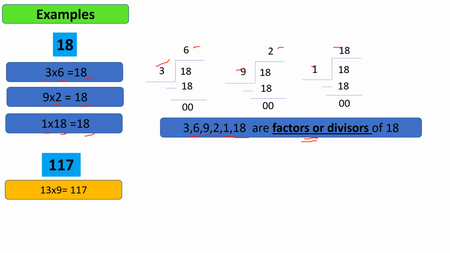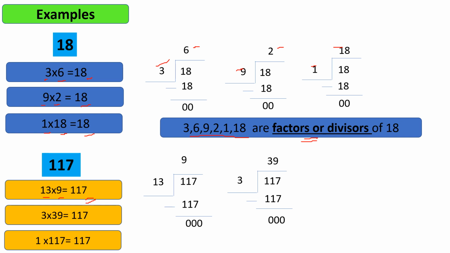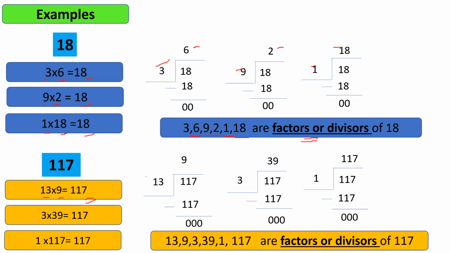Similarly, let's find for 117. We know 13 times 9 is 117, 3 times 39 is 117 and 1 times 117 is 117. That means if I divide 117 by any of these numbers, I will get remainder 0. So I can write it as 13 into 9 is 117, remainder 0, or 3 into 39 is 117, remainder 0, 1 into 117 is 117, remainder 0. So each of these numbers 13, 9, 3, 39, 1, 117 are factors or divisors of 117.